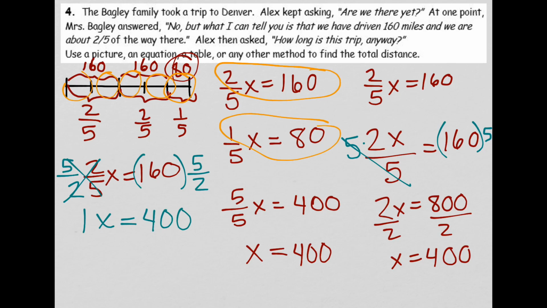Just to point out, well, 160 times 5, that sounds like what we did over here, right? 160 times 5, and then we divided by 2. 160 times 5/2 is doing this method just in one step instead of 2. So that's kind of like why the reciprocal thing works.